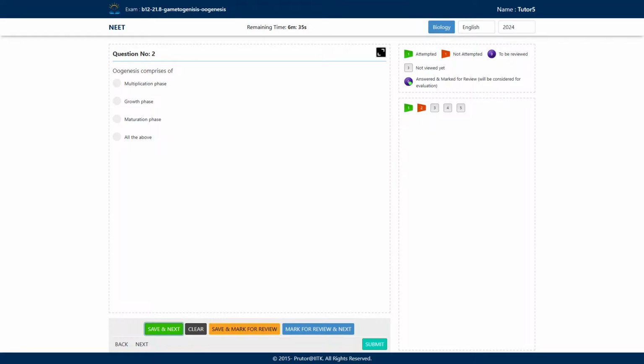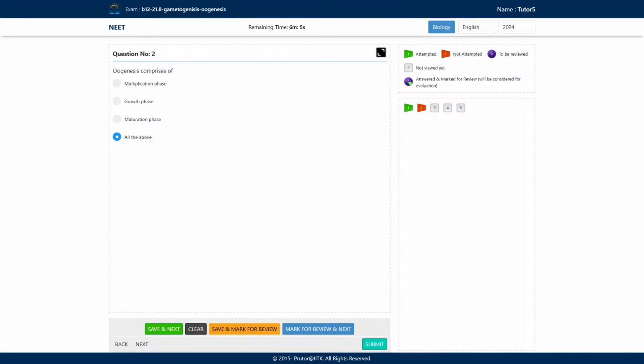Okay, here the correct answer will be all of the above. Multiplication phase, growth phase, and maturation phase: all these phases occur during oogenesis. So what happens in the multiplication phase? The oogonia multiply. Oogonia can undergo mitotic division, so they can increase their number by mitosis.